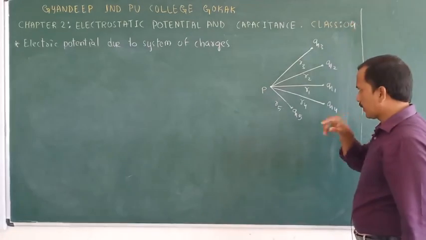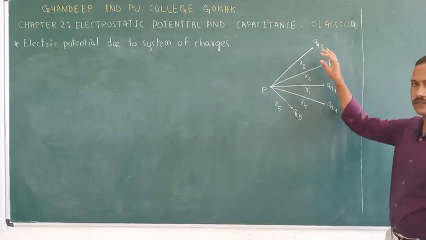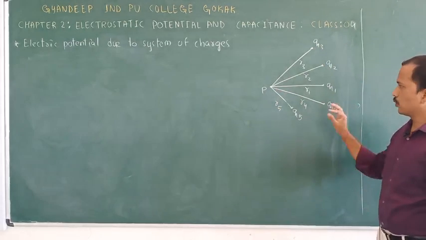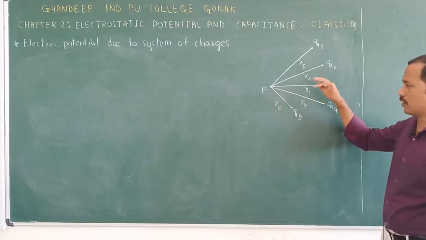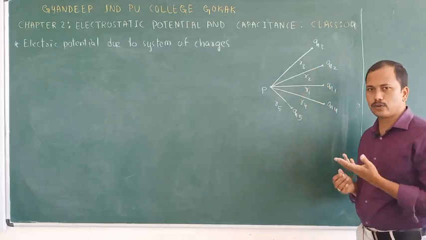So here is a single charge. This is a point P. Here a number of charges are present, Q1, Q2, Q3, Q4, and those charges are at distances R1, R2, R3, up to Rn. For a single charge, we get the value of the electric potential.